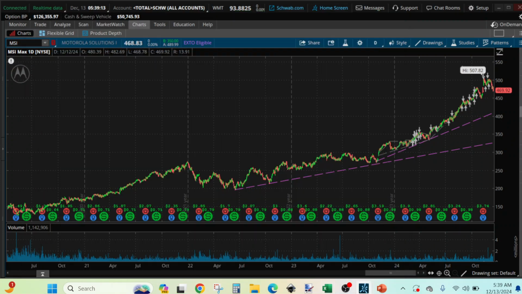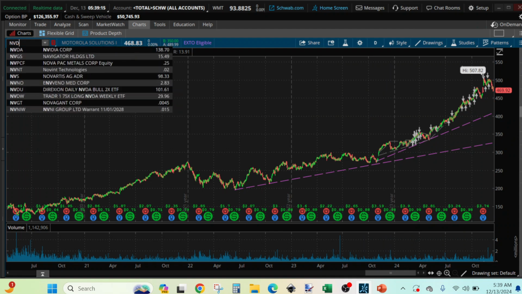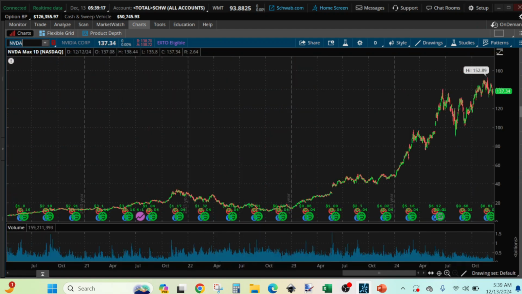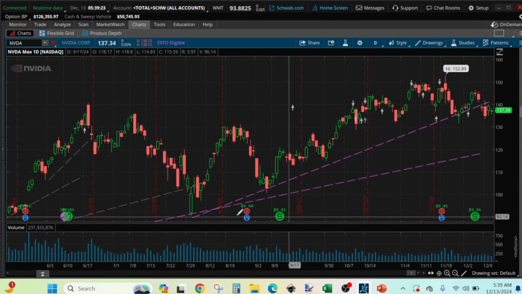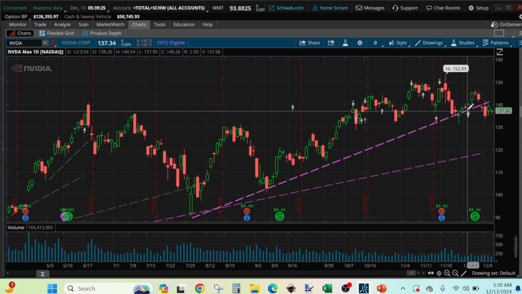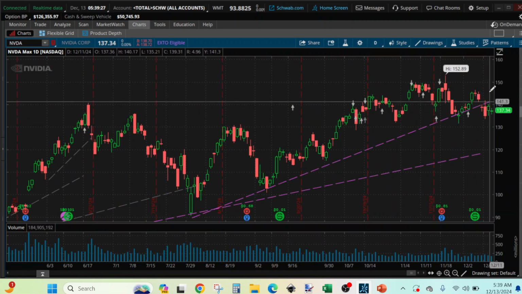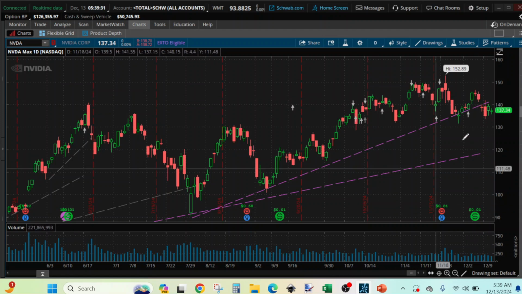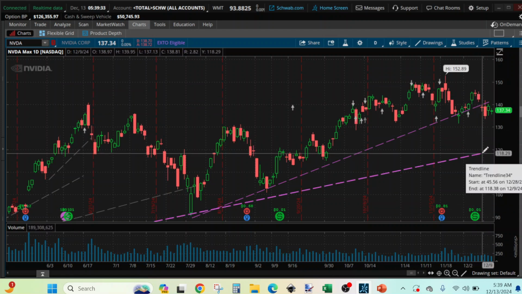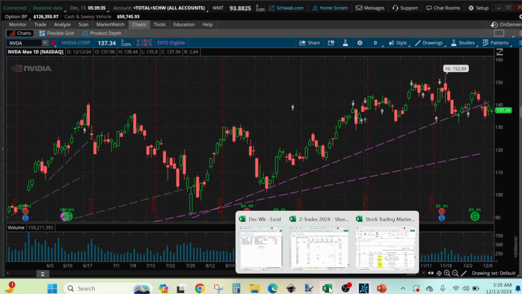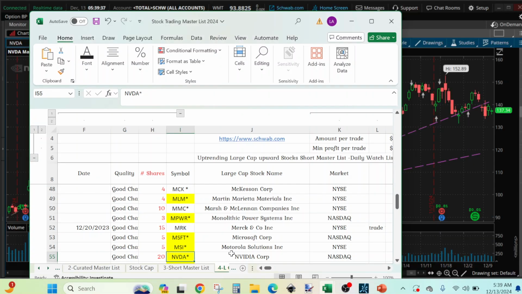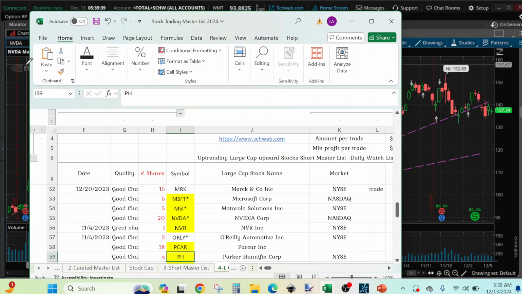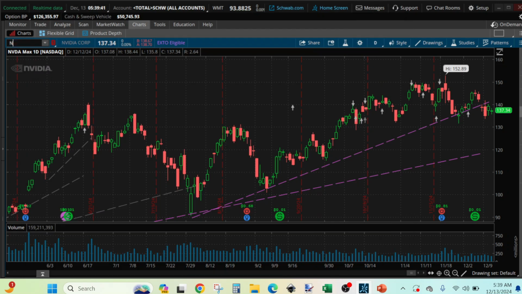NVDA, we bought it on this trend line there, you see, and it's doing this here. So we don't know what is going on, if it's going to come back to here or what, but yeah, if it goes there, maybe we might buy more, I'm not sure.